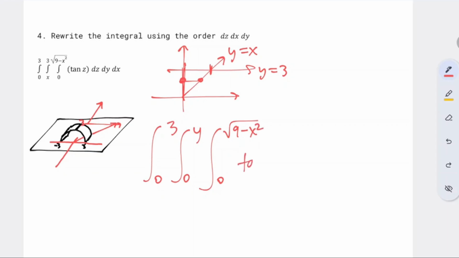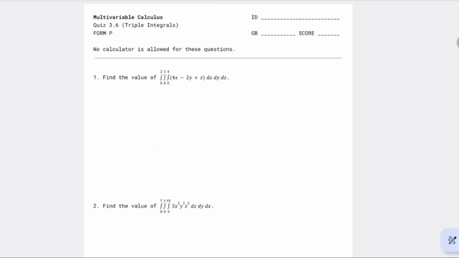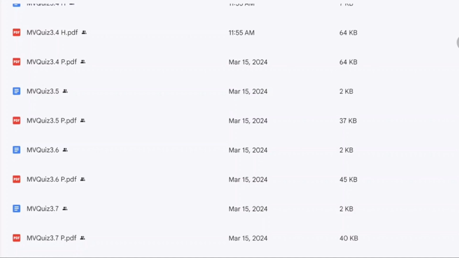Tangent of z, that's definitely not something we want to anti-differentiate. dz dx dy. Okay, that's better. That makes a little bit more sense. I was thinking that was kind of an advanced drawing for what I expect from y'all. Really pushed the limitations of my art skills. All right, just two more.